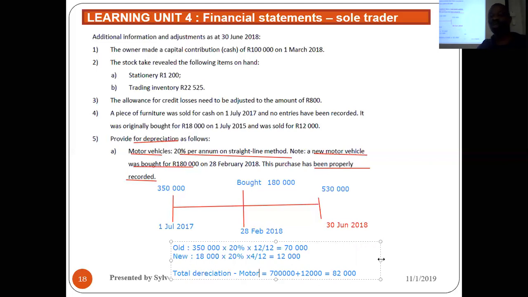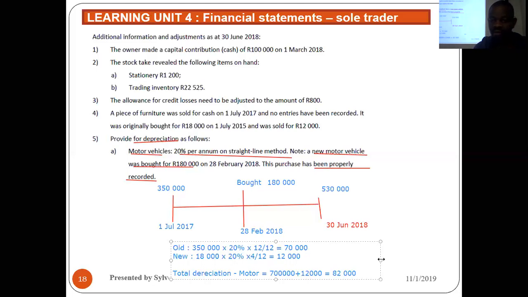So remember, just calculate. We're gonna need these figures by the time we start recording. That was for motor vehicle. This is the depreciation for the year for motor vehicle. Remember, we still have furniture that we need to depreciate. We know that we sold furniture, but we didn't sell all the furniture. We only sold 18,000 for 18,000. So the remainder must still be calculated. Okay.